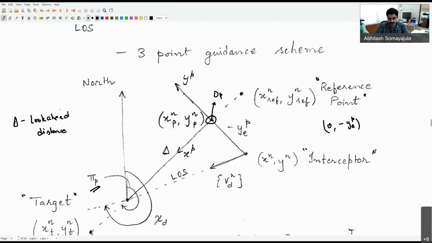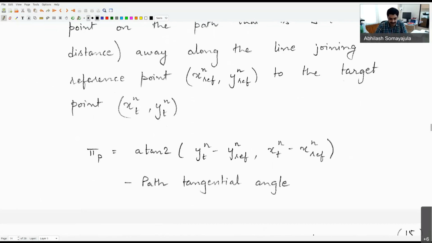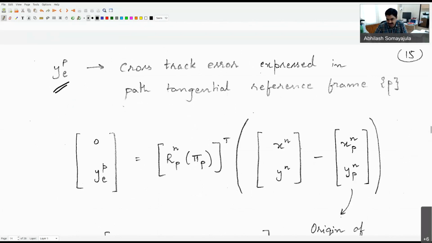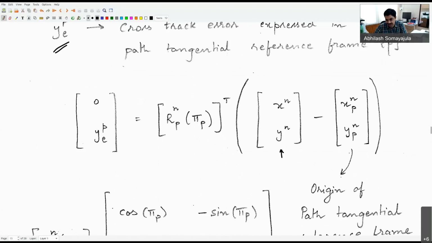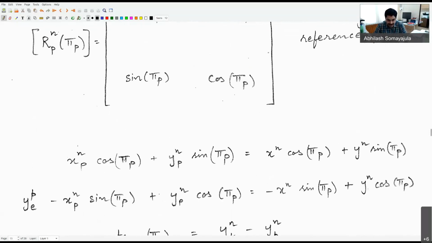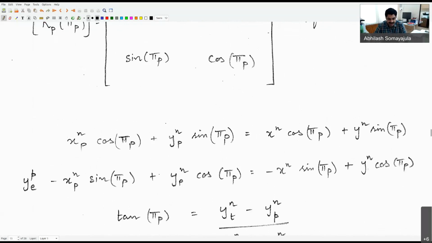Everybody with me so far? Okay. All right, so that ye_p distance can be given by taking the quantities in the NED frame: the current location of the interceptor minus the position of the origin of the path tangential frame, and converting that into the path tangential frame. That's why I take the rotation matrix from N to P. This is P to N transpose, which is nothing but N to P. So I'm converting that vector from the NED frame into the path tangential frame, and the Y coordinate basically tells me the cross-track error.